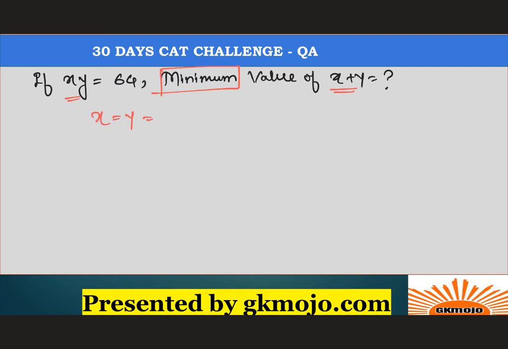Now when do you have x and y equal and their multiplication is 64? It is 8 into 8, 64, right? So x is equal to 8 and y is equal to 8. So what would be the minimum value of x and y? The minimum value of x plus y will be 8 plus 8, that is 16. That is your correct answer.